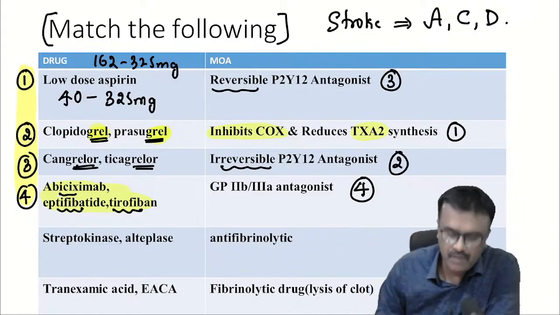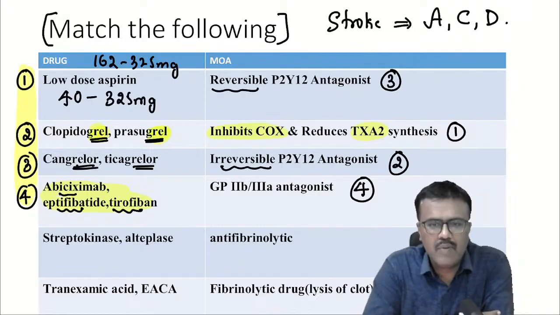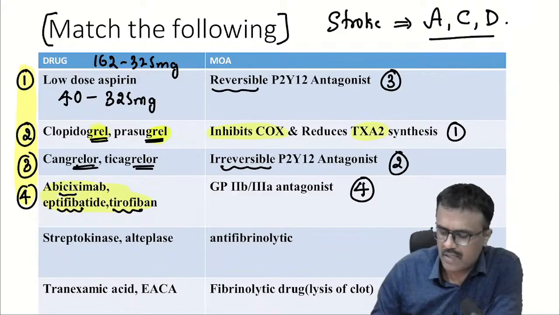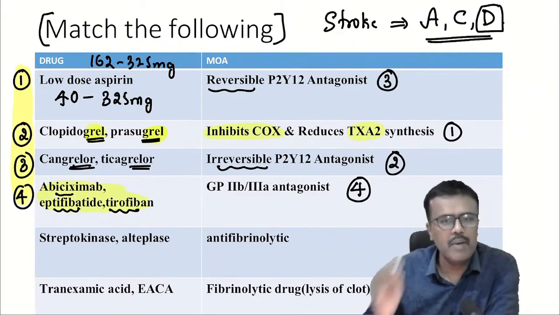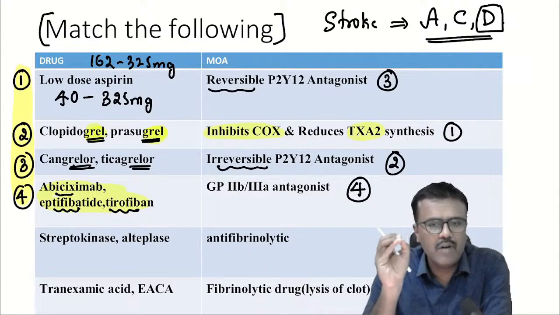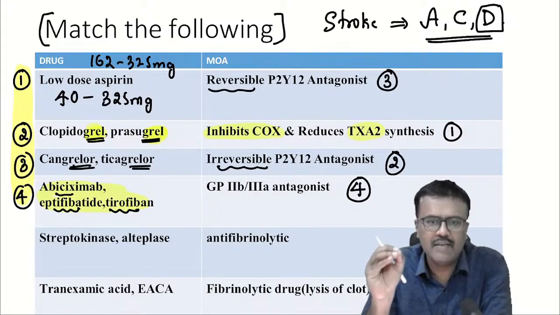Sir, why can't we give others? Now, with others, the main risk is hemorrhage in the brain. The risk is less with these, that's why these are used. Now, dipyridamole, can I give it in MI prophylaxis? No, because dipyridamole causes the coronary steal phenomenon, which will worsen the angina.